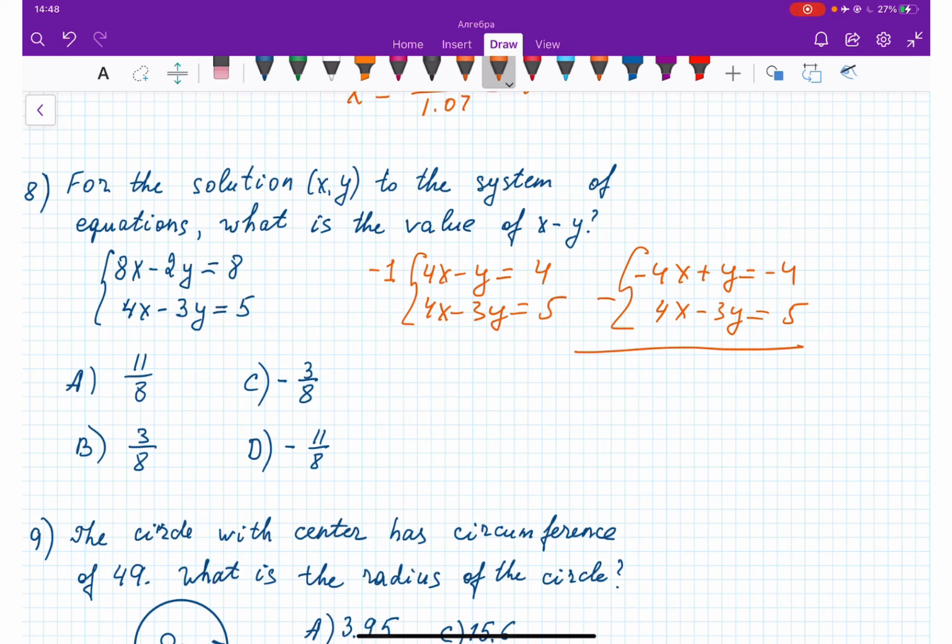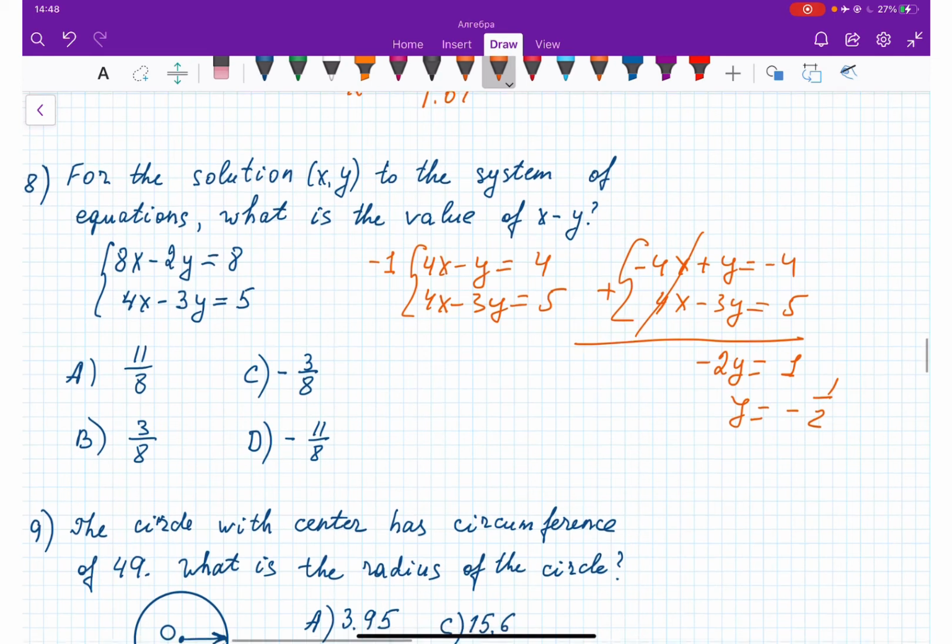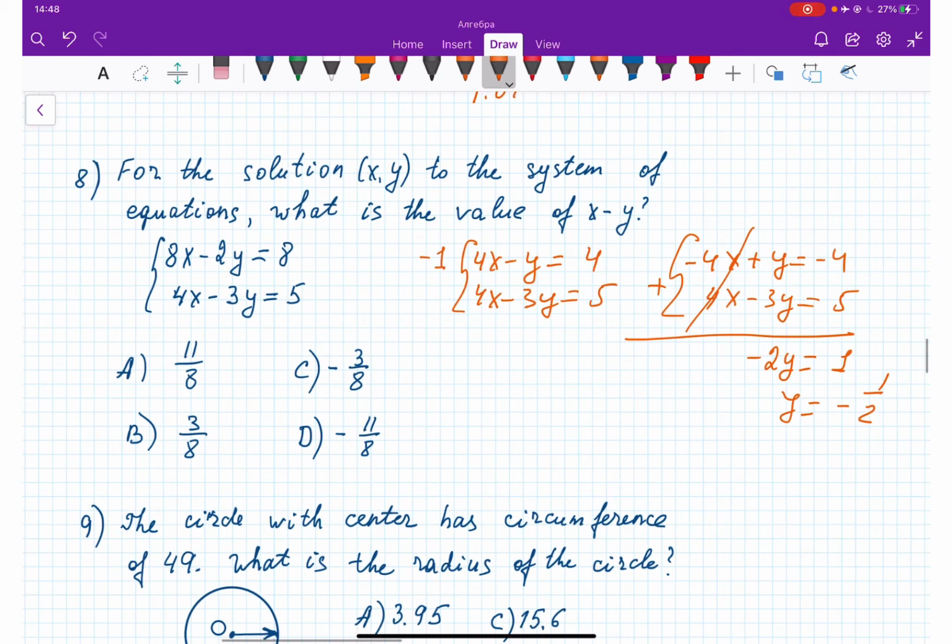So if I add them, the x is gone. I get negative 2y equals positive 1, right? So y is equal to negative 1 over 2. Okay, so none of the answers is matching, therefore we need to find x. I guess they have a value of x. All right, let's solve for the value of x.